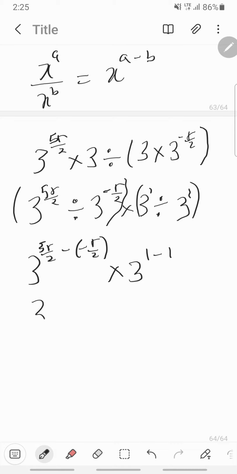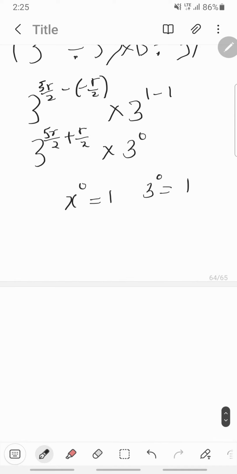So this is 3 raised to the power 5r over 2 plus r over 2 times 3 raised to the power 0. And anything raised to the power 0 is 1. So 3 raised to the power 0 is also 1. So we are only concerned with that 5r over 2 plus r over 2, which is 3r, so 3 raised to the power 3r.